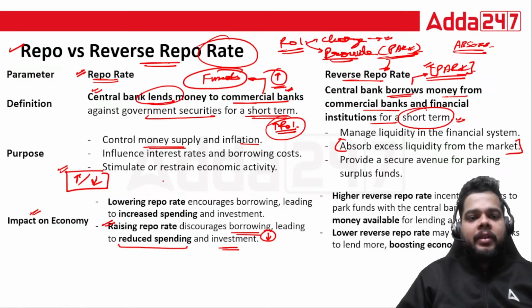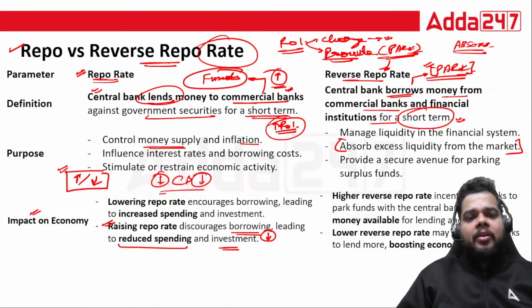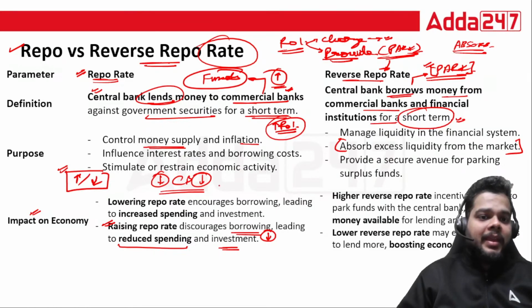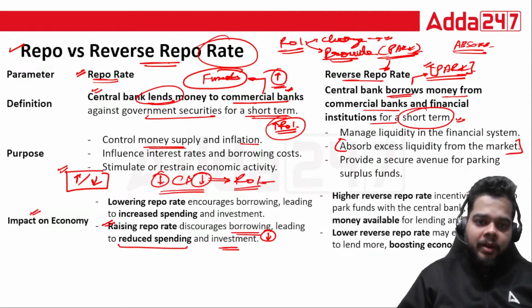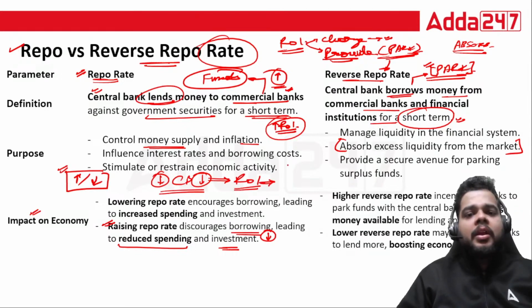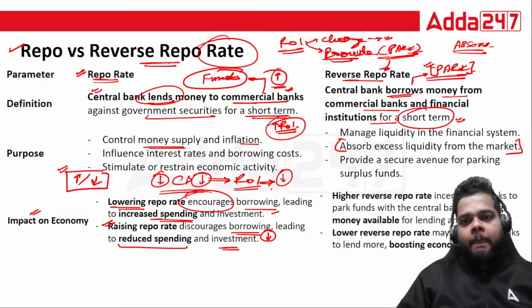Whereas whenever there is a lower repo rate, the commercial banks have to shell out less money to get funds from the RBI. So this lesser obligation in the form of interest will be passed on to the customers also, who will be charged less for the same amount of money. So lowering the repo rate will encourage borrowing, leading to increased spending and investment.